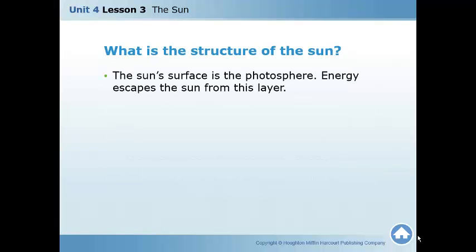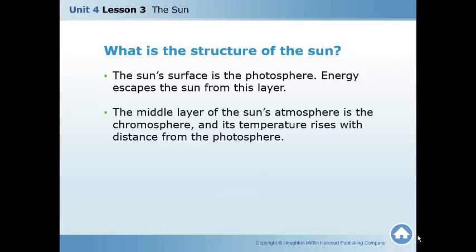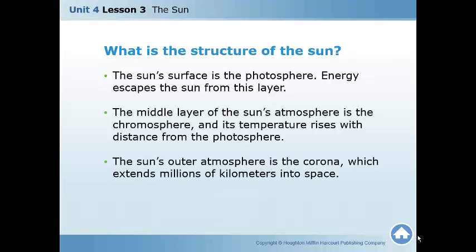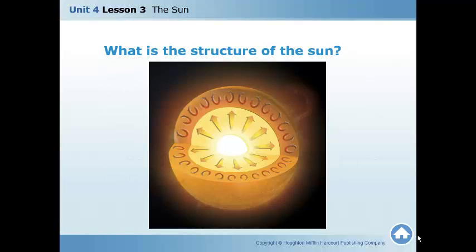The Sun's surface part is the photosphere. Energy escapes the Sun from this layer. The middle layer of the Sun's atmosphere is the chromosphere, and its temperature rises with the distance from the photosphere. So the farther you get away from the photosphere, the higher the temperature is. The Sun's outer atmosphere is called the corona, which extends millions of kilometers into space. When there is an eclipse, the corona is often what you see shining around the object blocking the view of the Sun. Structure of the Sun, we have the core, the radiative zone, and then the convective zone. And then up here is the photosphere, the chromosphere, and then the corona.